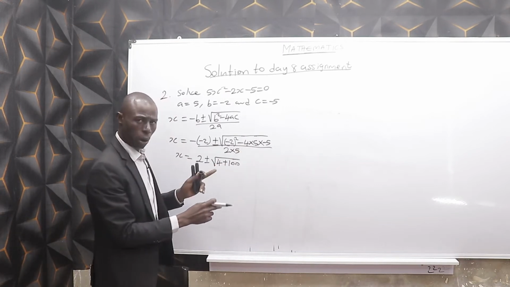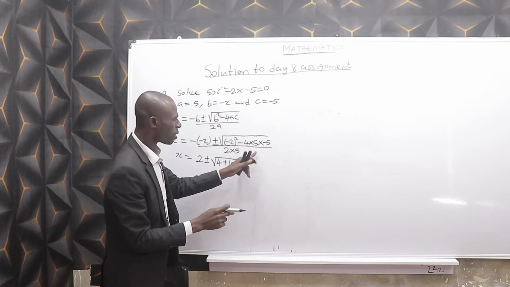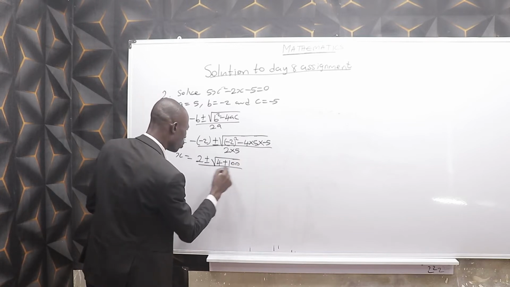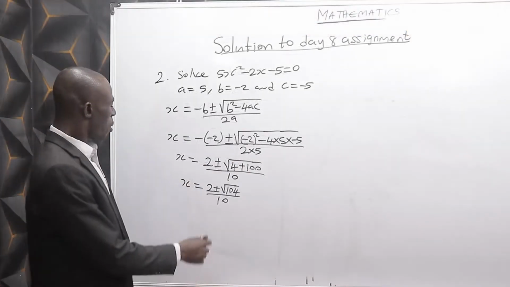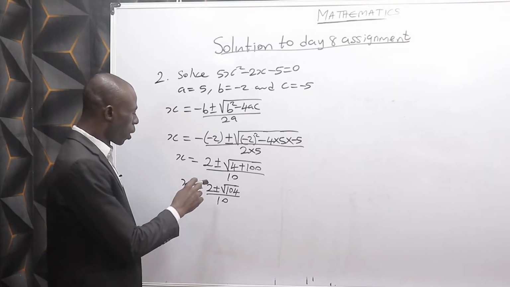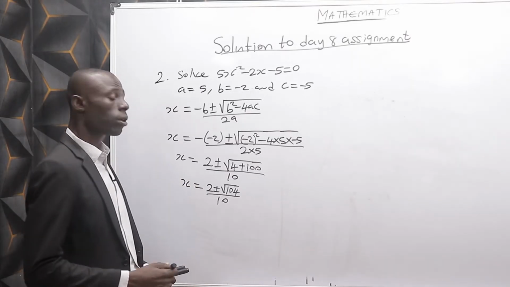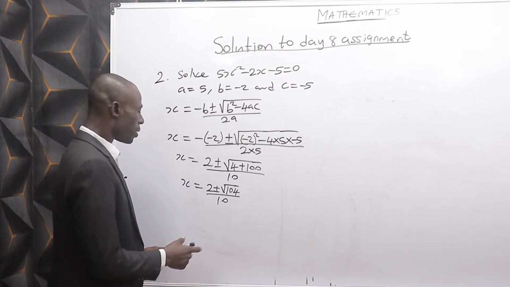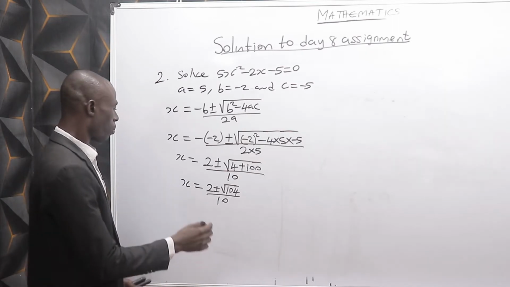Minus times minus is plus. 4 times 5 is 20. 20 times 5 is 100, all over 10. x equals 2 plus or minus square root of 104, divided by 10. Find the square root of 104.